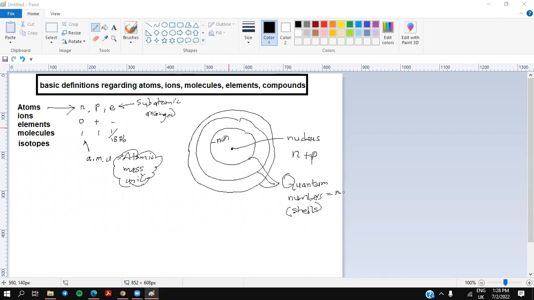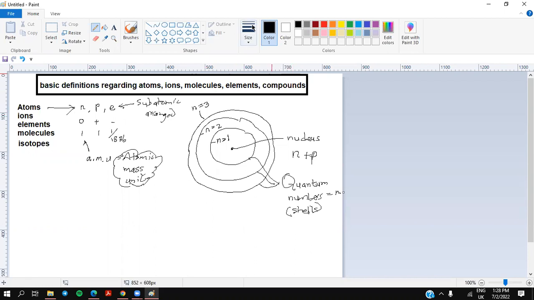You can see n is equal to 1, shell number 1. It is also called quantum number 1. Second energy level from inside is called n is equal to 2, which is also known as quantum number 2. And out here in this diagram, we have n is equal to 3. I can call it quantum number 3.